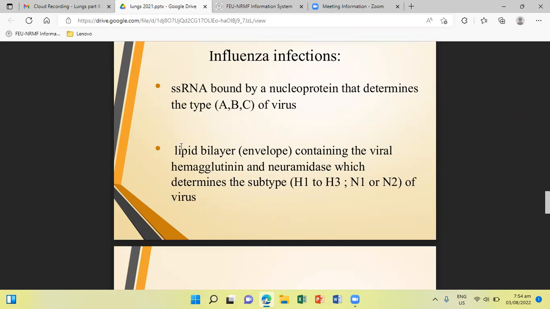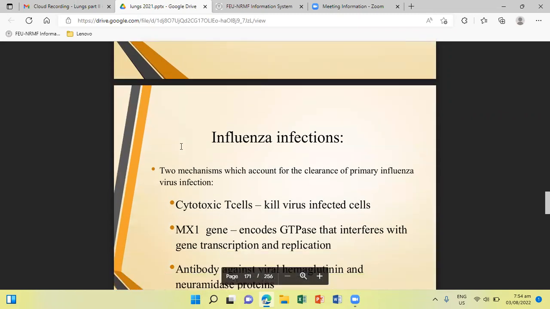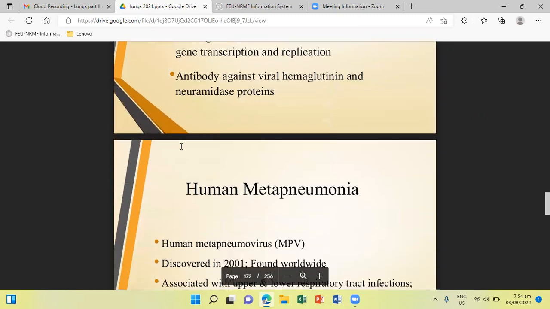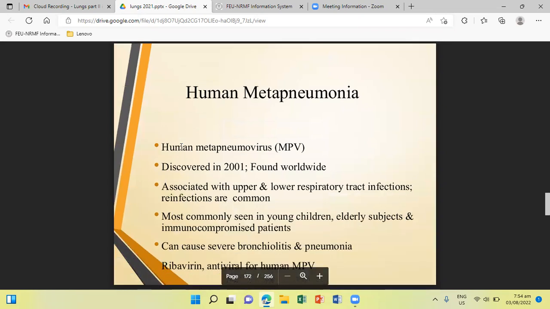Another one is what we call human metapneumovirus. This is usually, again, transmitted via aerosol. It belongs to the paramyxovirus family.